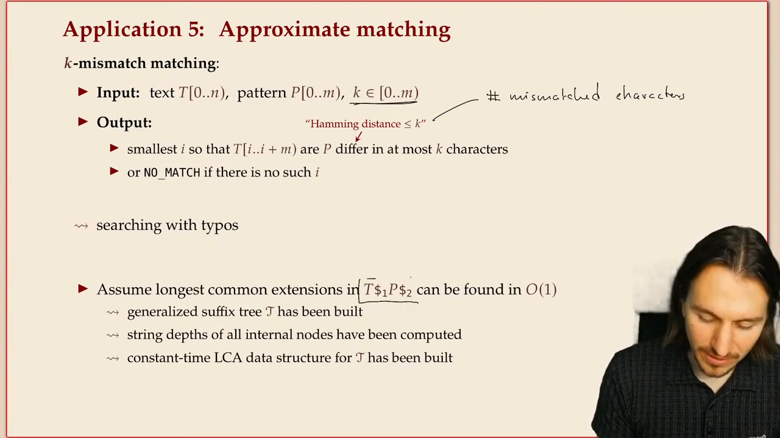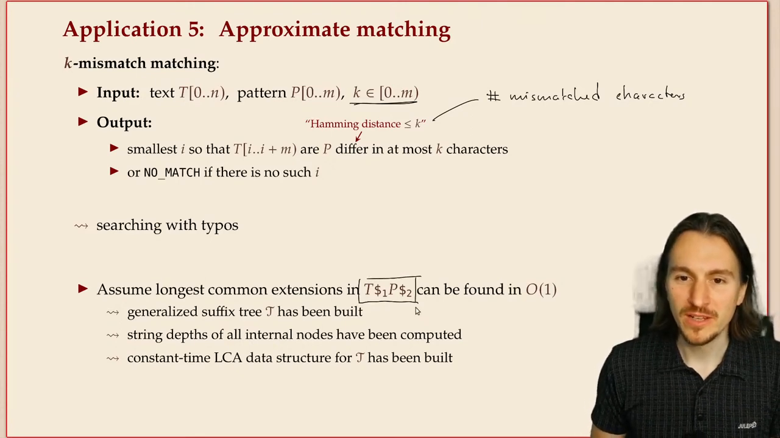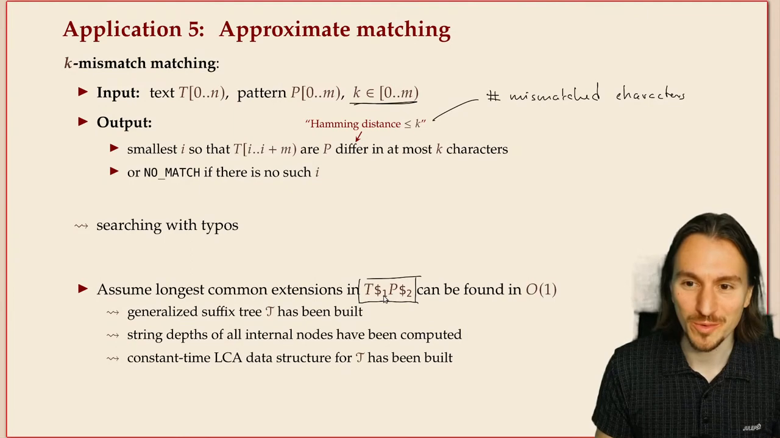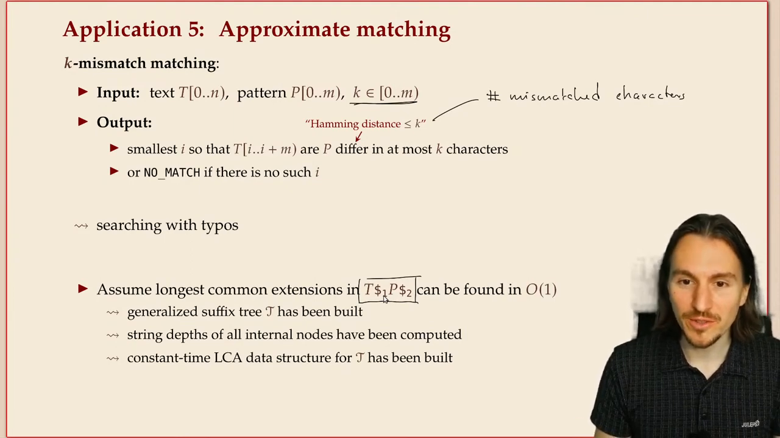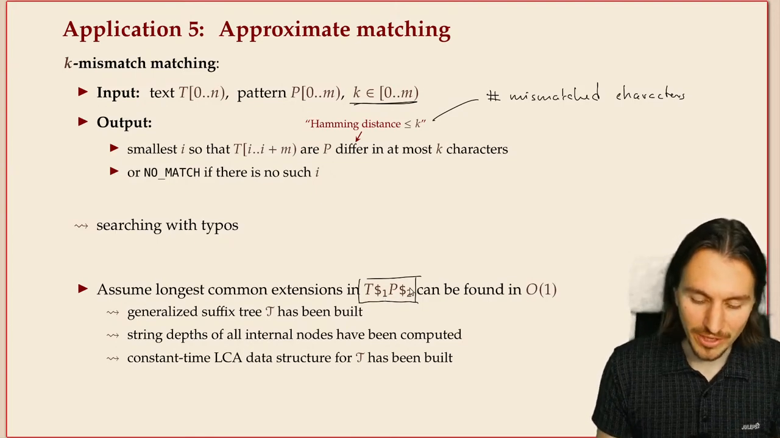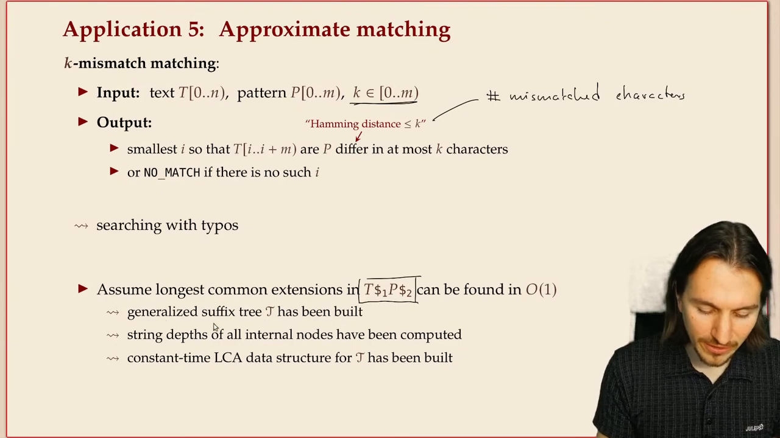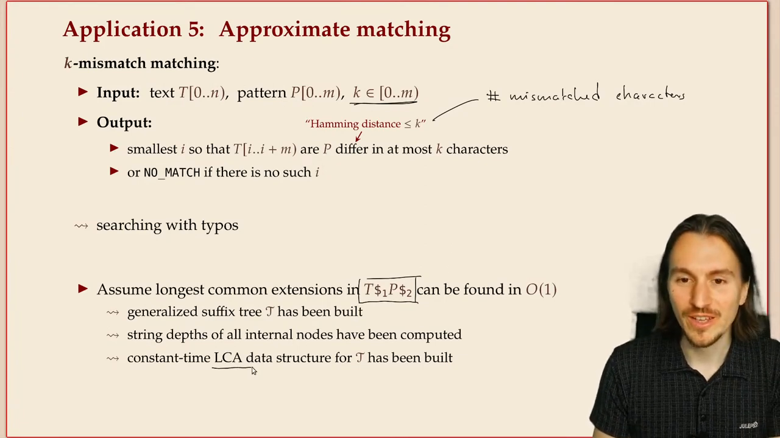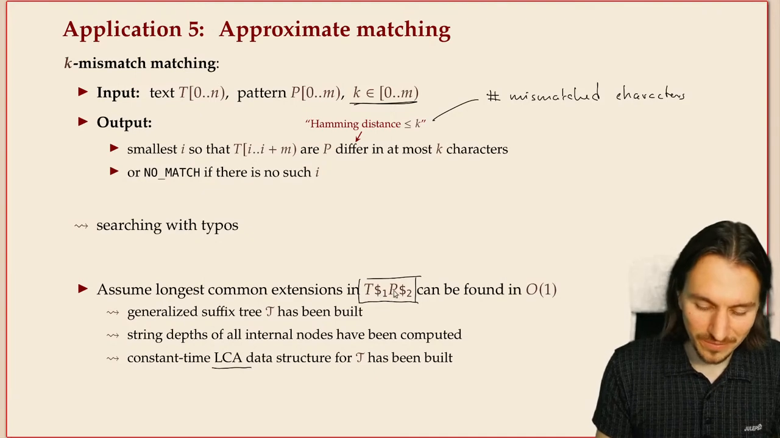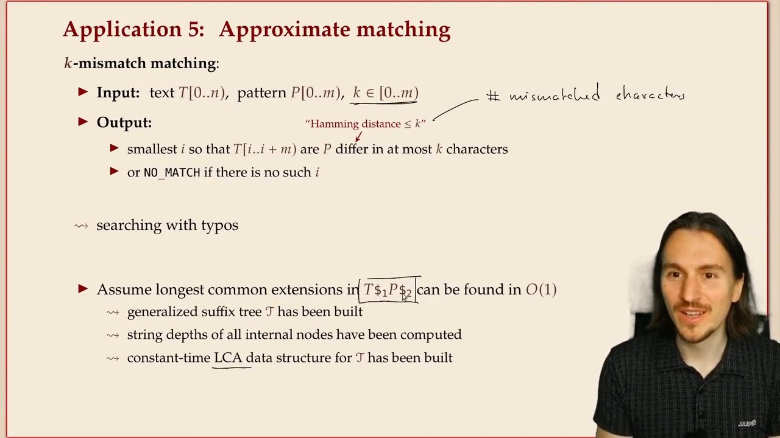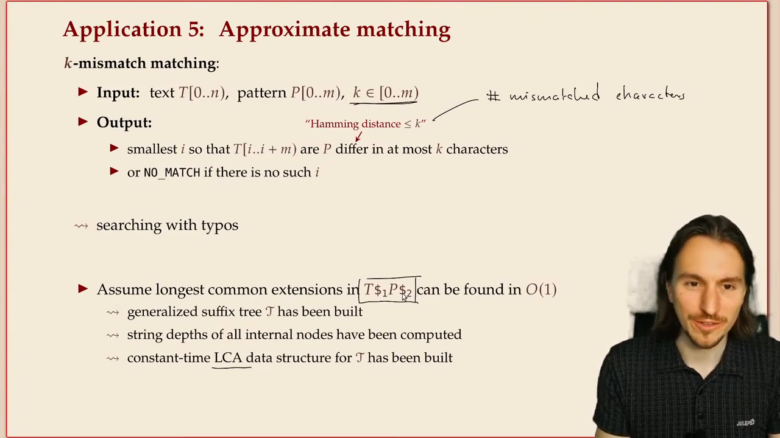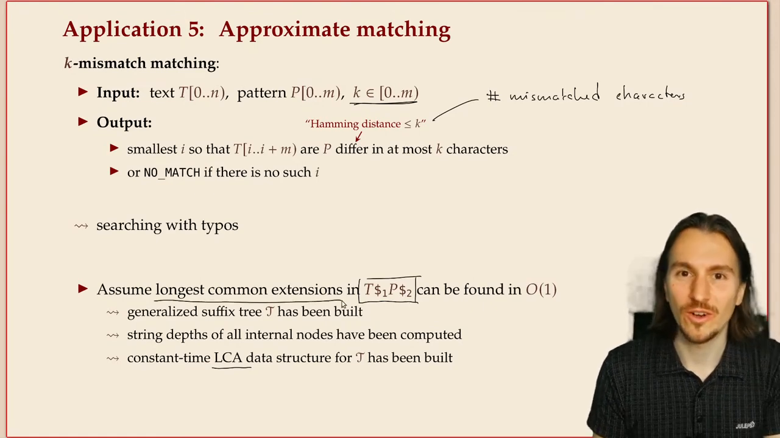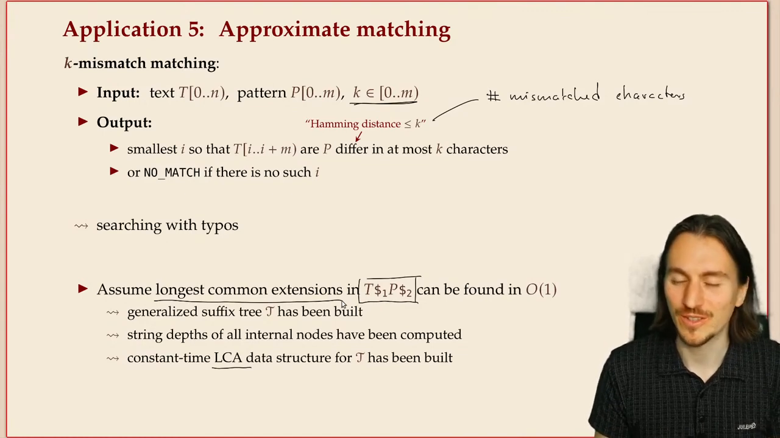What we'll do here is a similar trick as for the generalized suffix tree. We take the text and the pattern and make a single string out of it, but we separate it with dollars so that we know when these things end. And now we construct the longest common extensions on this combined string. You could basically build the generalized suffix tree and then compute the lowest common ancestors in it. Going from one string to several strings works with similar tricks as we've seen for the generalized suffix tree. So we can use longest common extensions also on different strings, and it works in essentially the same way.